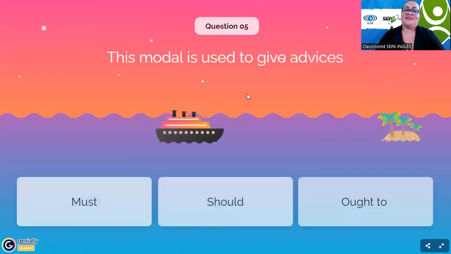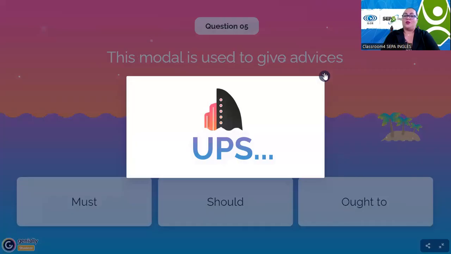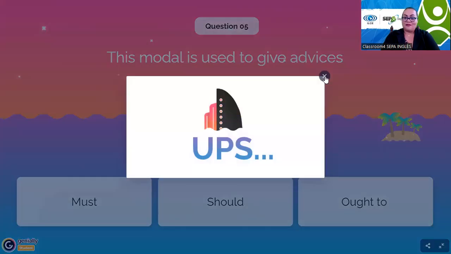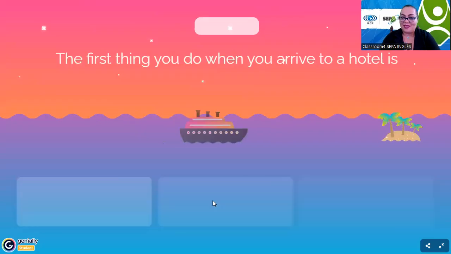This modal is used to give advice: must, should, ought to. Ought to? No. Must? No. Must is for obligations, and should is the answer, is for advice.